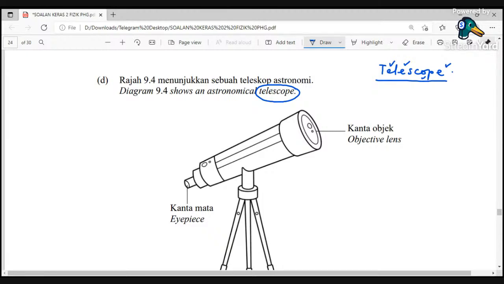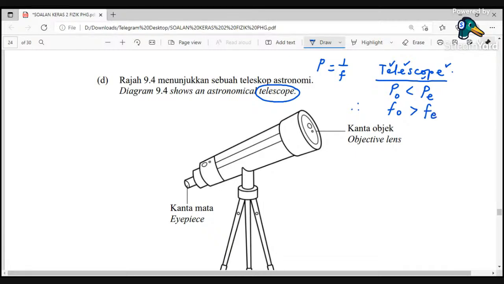Okay, from here we can see the power of O, because O has 1 and E has 3, is smaller than the power of the eyepiece. Okay. The relationship between P and focal length is inversely proportional. So, it means the focal length of the objective is larger than the focal length of the eyepiece.